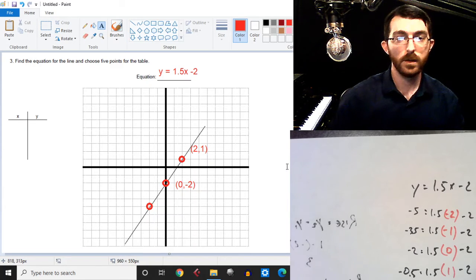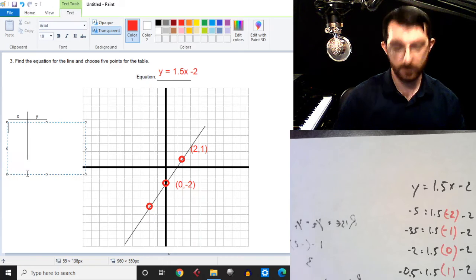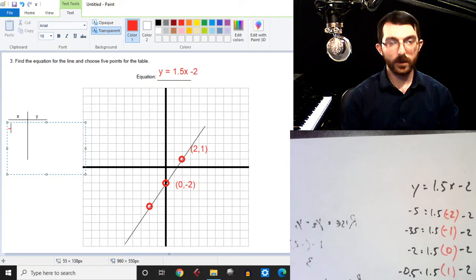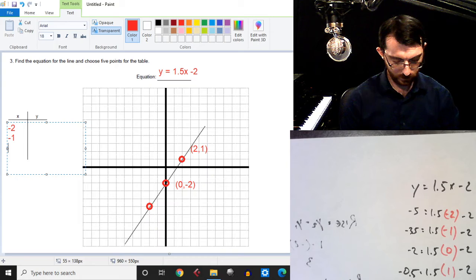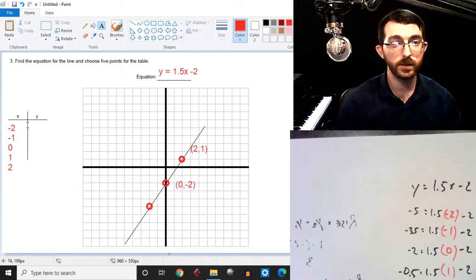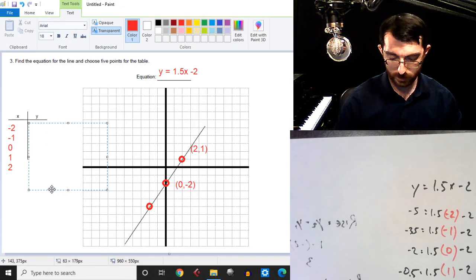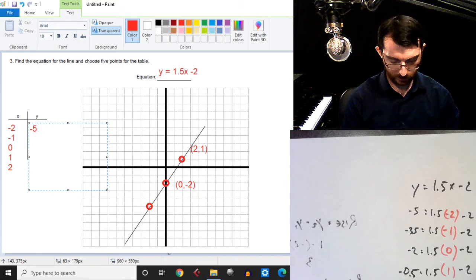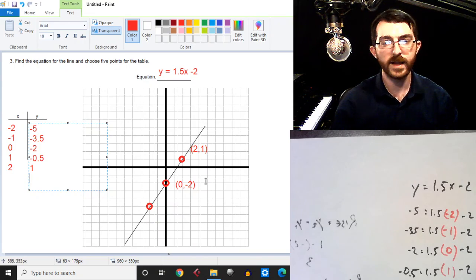And just enter those in. Let's see. -2, -1, 0, 1, 2. And the corresponding y values. Here we go. -5, -3.5, -2, -0.5, and 1. All right, and that's done.